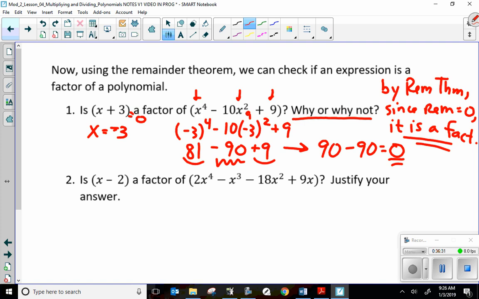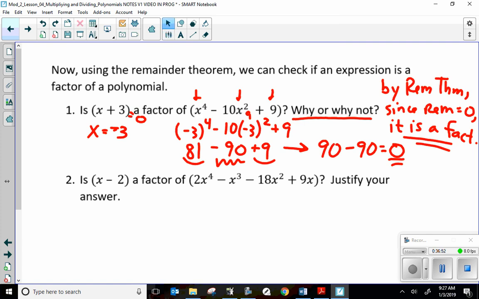Please do not write "since there is no remainder." There is a remainder. It's 0. 0 is actually a value. Do not say there's no remainder. It's a factor. That is wrong. There is a remainder, and because the remainder is 0, it is a factor.